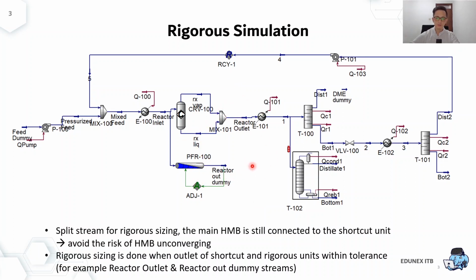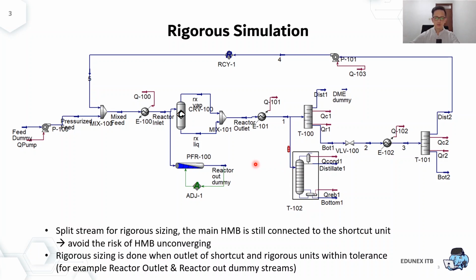Okay, and the rigorous sizing will be done when the outlets of the shortcut and the rigorous unit are within tolerance. So for example, when the heat and material balance for this reactor outlet is almost identical with the reactor out dummy, that tells us that this sizing purpose has been completed, as well as the distillation column, when the distillate one already has an almost identical mass balance and operating conditions with this one. That means we finished the sizing for this first distillation column.